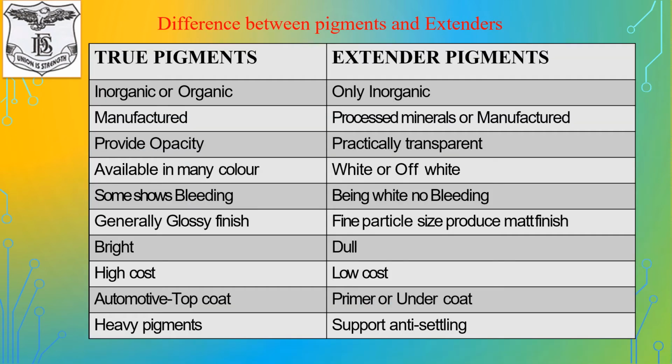So now we'll discuss the difference between extender pigment and true pigments. So true pigments are basically organic or inorganic in nature. Extender pigments are available only in inorganic nature. True pigments are manufactured. Extender pigments are processed minerals, or they can be manufactured in the laboratory or in the industry. True pigments provide opacity, but extender pigments do not. They are particularly transparent because they possess a very low refractive index.